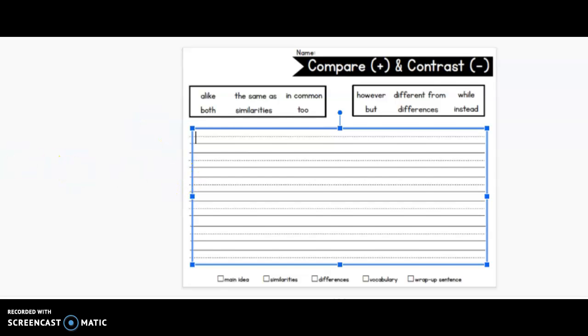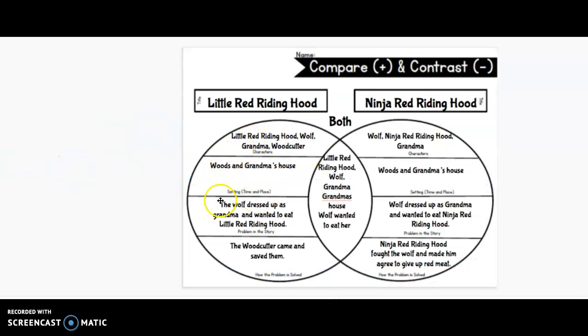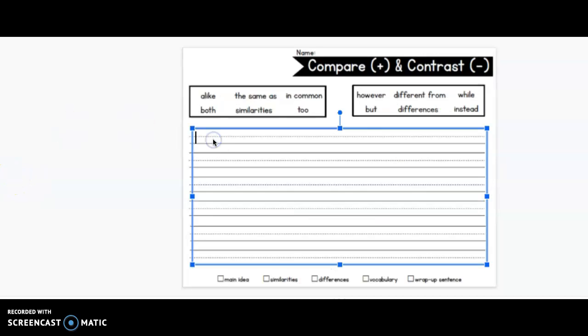Okay, so I'm going to go to my Venn diagram. Notice that my Venn diagram is totally filled out for the two books that I read, Little Red Riding Hood and Ninja Red Riding Hood. I'm going to pick two things to compare that are similar, and then I'm going to pick something that I know is different. So I'm going to look at the characters, the setting, and then I'm going to go to the solution because I can look right away that there are two different solutions in these two books. So I'm going to start with my characters.